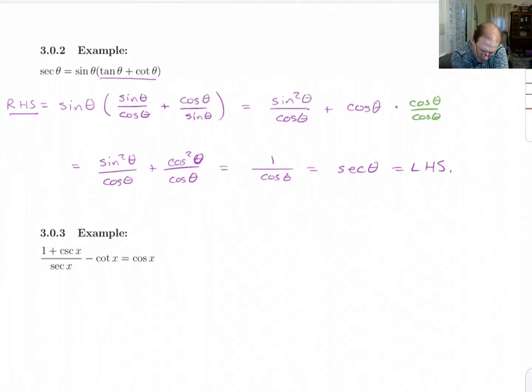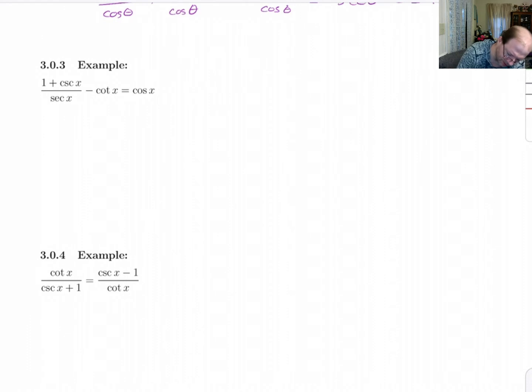All right, this next one. This one's definitely more complicated over here on this side. So let's see, that's the left-hand side.